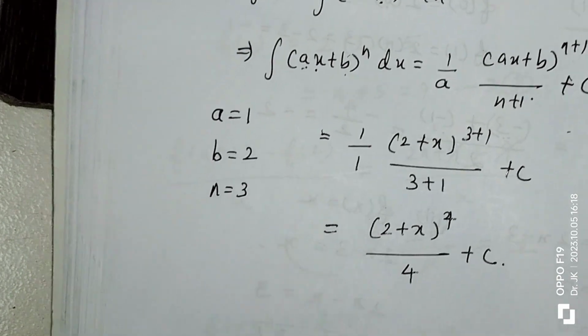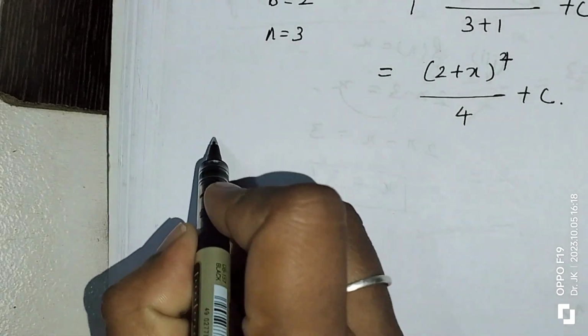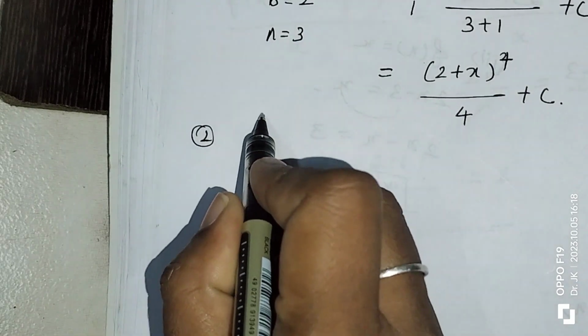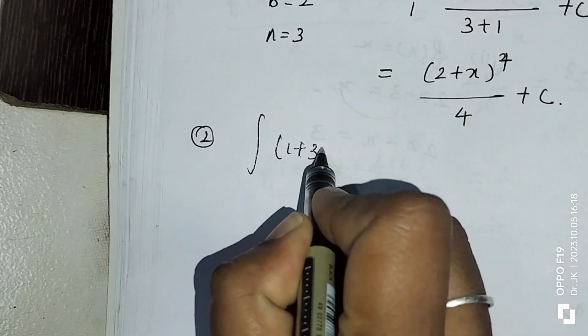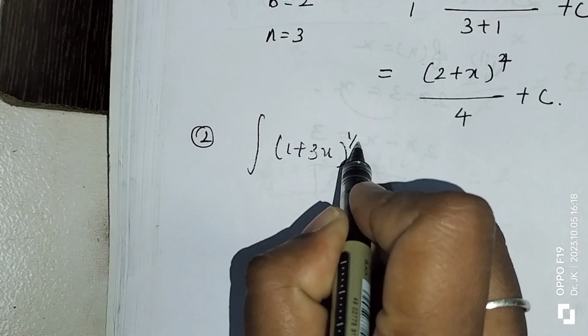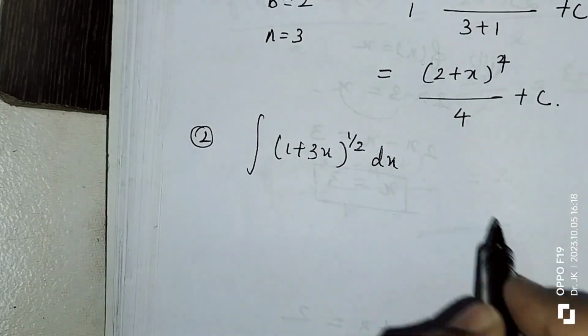And then the second problem: integral 1 plus 3x whole power 1 by 2 dx.